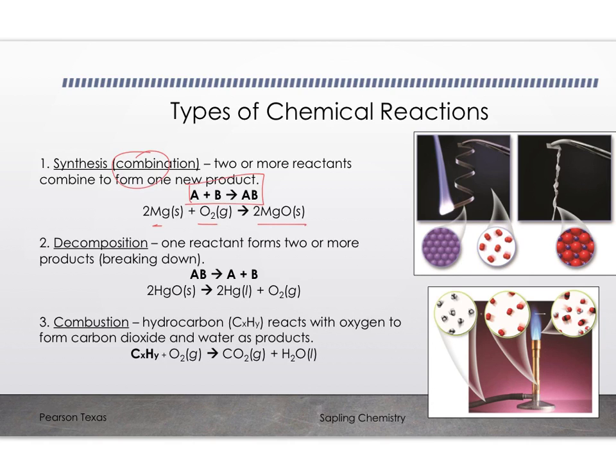If you have a decomposition reaction, that's where 1 reactant will form 2 or more products, probably through the process of breaking down. So it's the opposite of your synthesis. So where you have 1 large compound or 1 large substance breaking up into 2 or more smaller products. So you have an example of 1 compound splitting up into 2 different species.